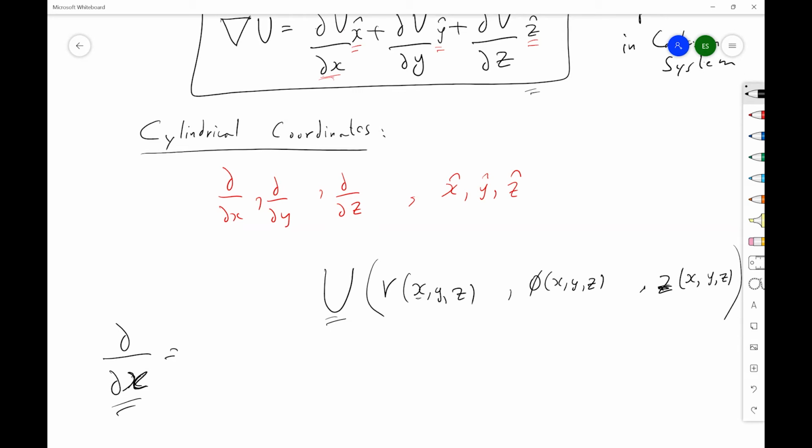So write the function like this, and then ask yourself, delta over delta X. What happens if I change X by a small amount? When I've changed X by a small amount, I'm changing three things. I'm changing R, because when X changes, R changes a little bit, but also phi changes and Z changes a little bit. And then when those change, they also change U separately. And because differentiation is linear, the changes are additive. So we can take it one by one.